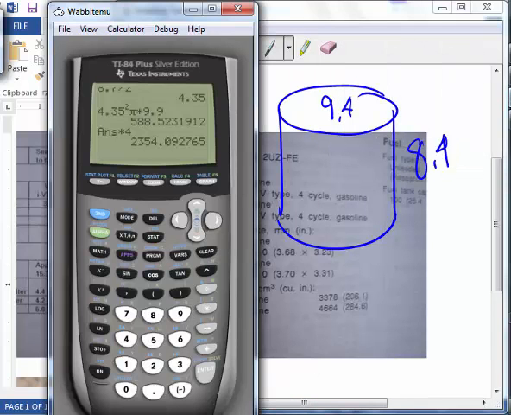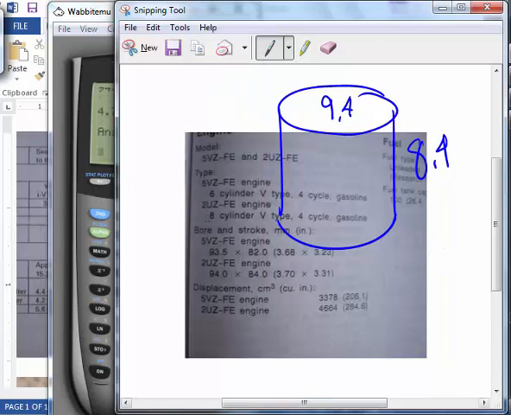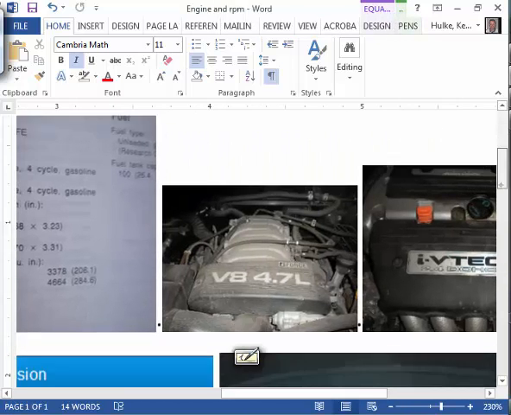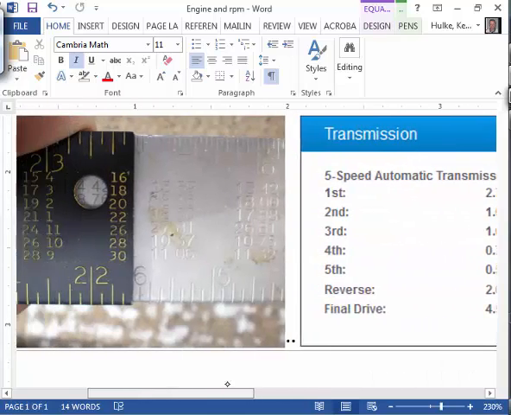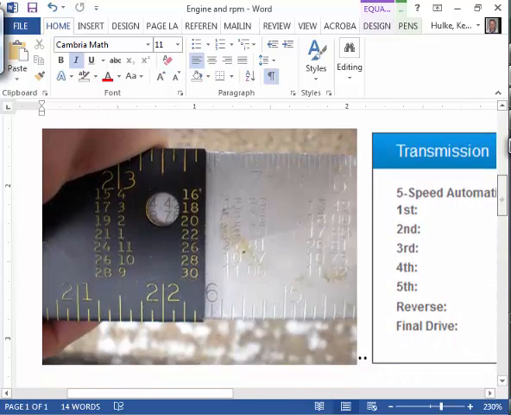Okay, so we take 9.4 divided by 2, and we get 4.7. So 4.7 squared times pi times height, which is 8.4, and then we have to multiply that by 8 because there's 8 cylinders, and we get 4.7, which if you look at my pickup here, it's a 4.7 liter engine. But that's not the one that we're working on today. What we're working on today is finding out how revolutions relate to engines.